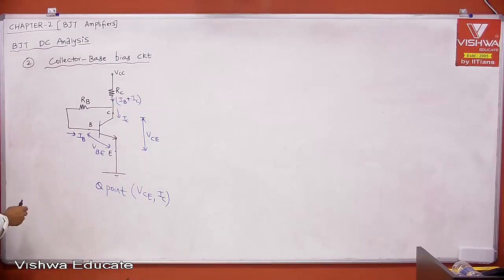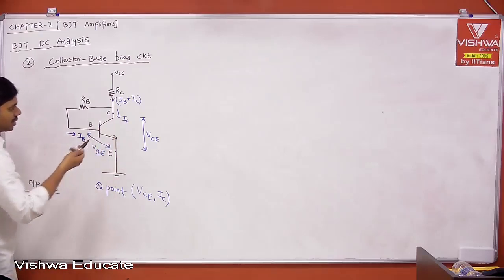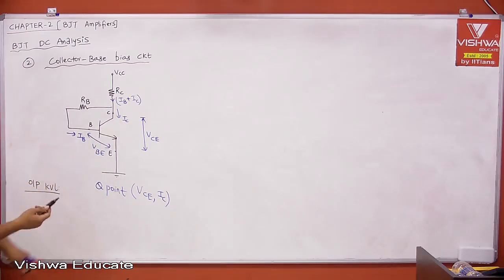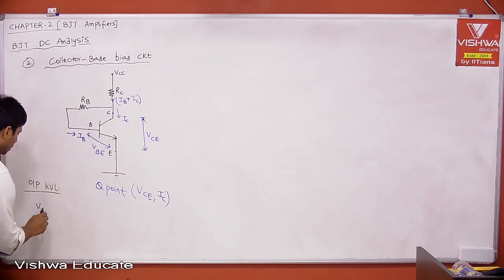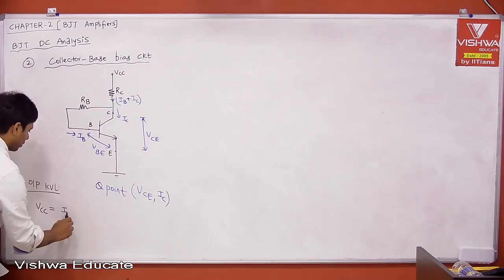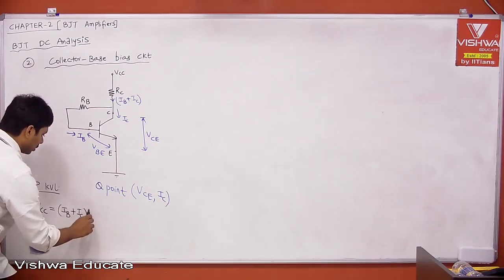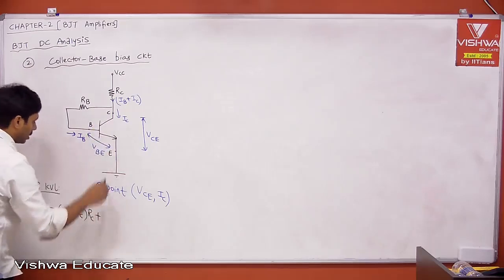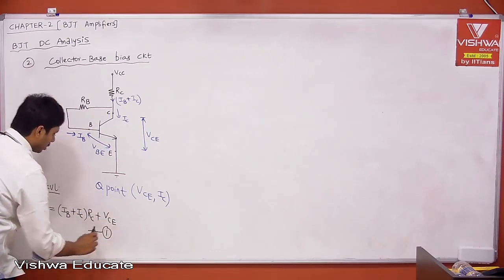Tell me what is your output KVL? Remember, very simple. Now I want to get IC and then differentiate that IC to get the stability factor. Now to get IC, we want the output KVL. Therefore, what is the output KVL? VCC is equal to the drop across RC, which is nothing but (IB plus IC) into RC plus VCE. This is equation 1.